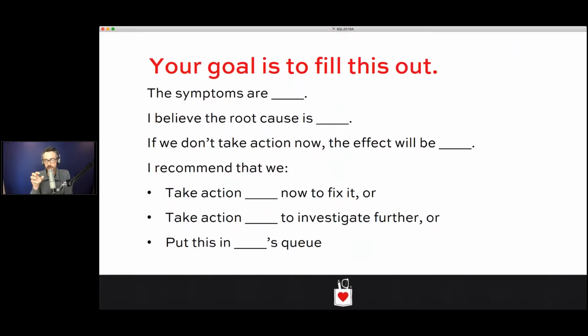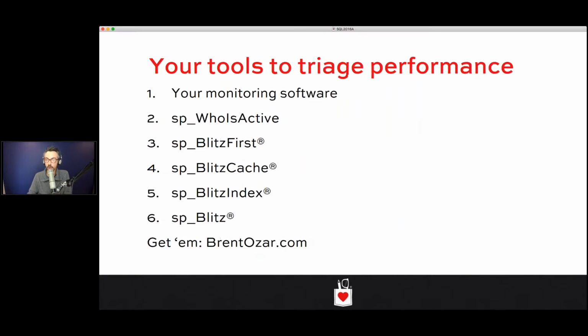So to recap how you're going to handle SQL Server triages, your whole goal revolves around how do I fill out what the symptoms are, what do I think the root cause is, what's going to happen if I don't take action, and then based on that, what action should I take? These are exactly the tools that I use in order: monitoring software, Who Is Active, Blitz first, Blitz cache, Blitz index, and Blitz. When you work through this, you will find the root cause of your performance issues and make that thing go away.